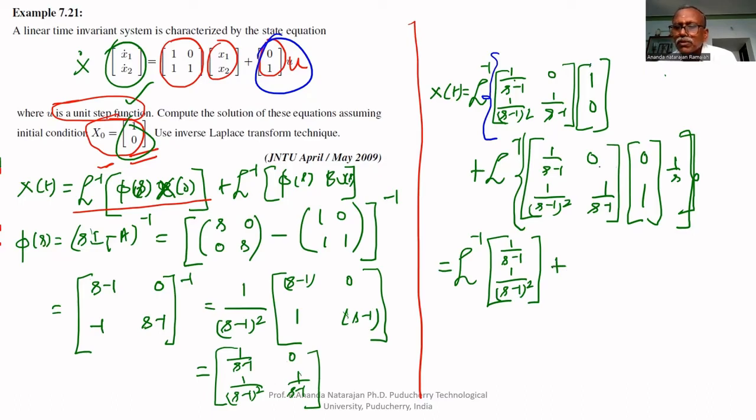if you multiply these two, take the first row, you will get 0. Second row, you will get 1 by S minus 1, multiplied by 1 by S. Laplace inverse, that is equal to, if you multiply this by 1 by S, you will get the denominator S into (S minus 1). Here you will get 0.